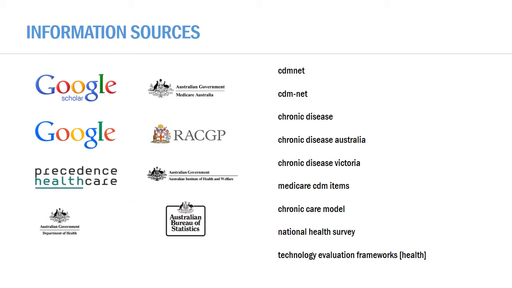So this slide deals with where I gathered information from. On the left are the main websites I used to search for data, and on the right is a list of some of the search terms that were used.